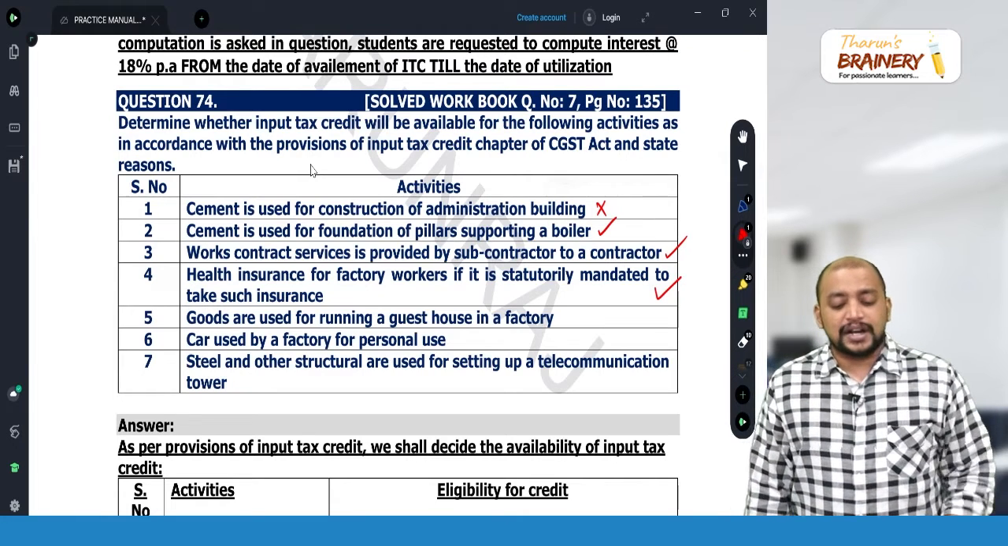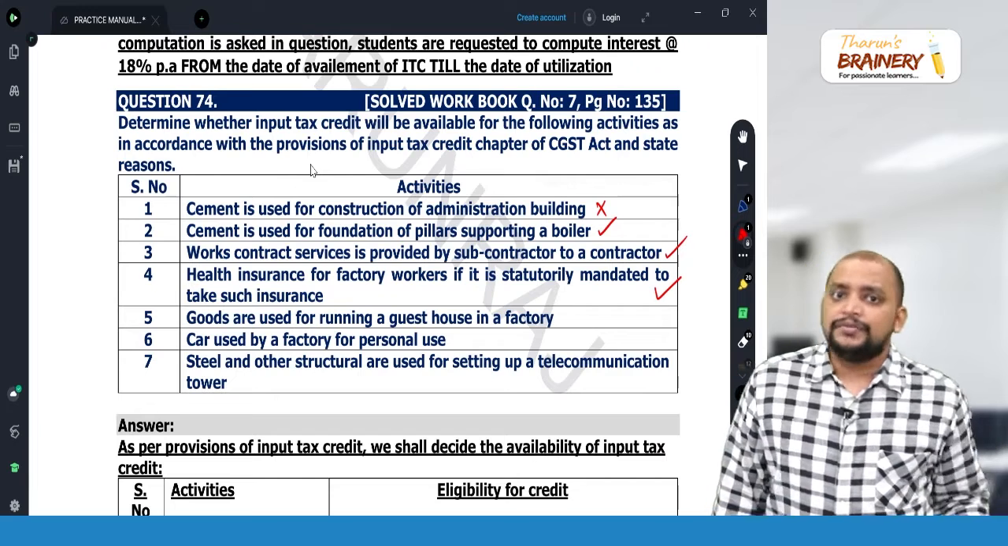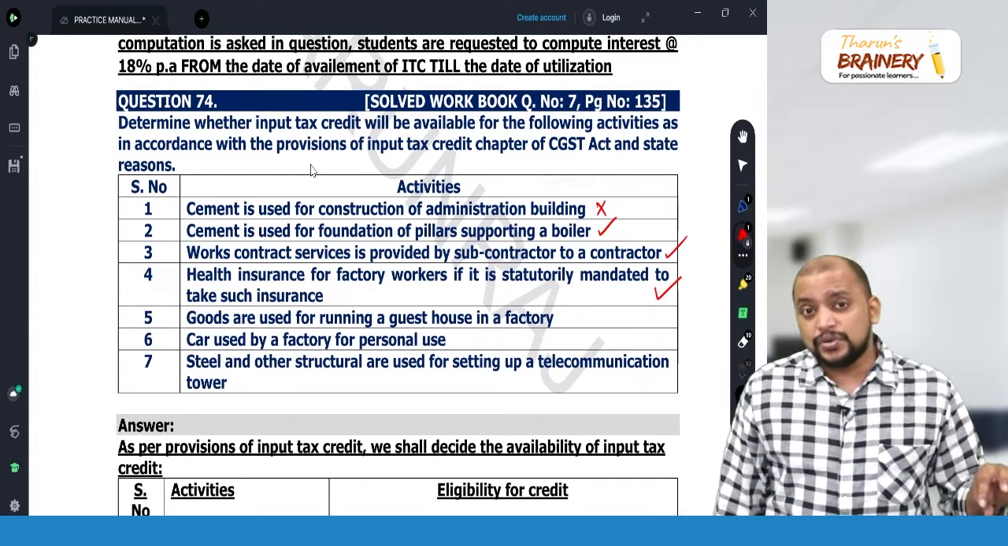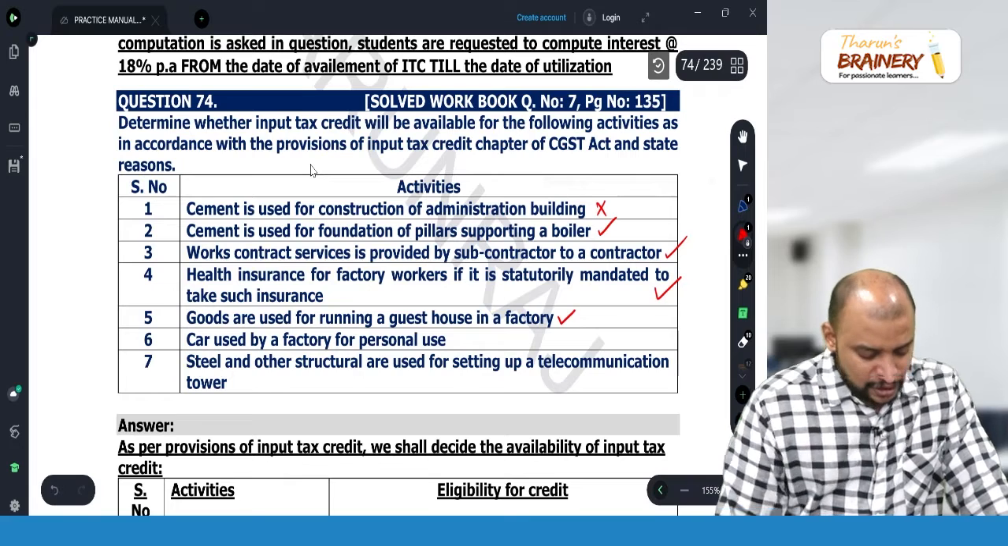Goods are used for running a guest house in a factory. We don't have any restriction, we don't have any blocked credit. And is it used in the course or furtherance of business? Yes. So we can take credit with respect to this.